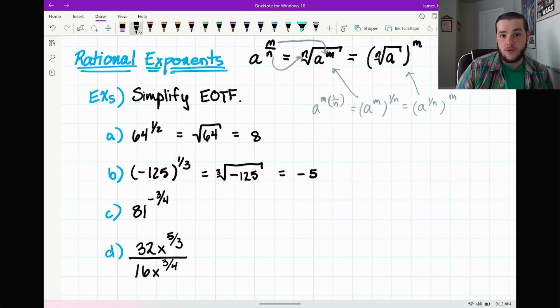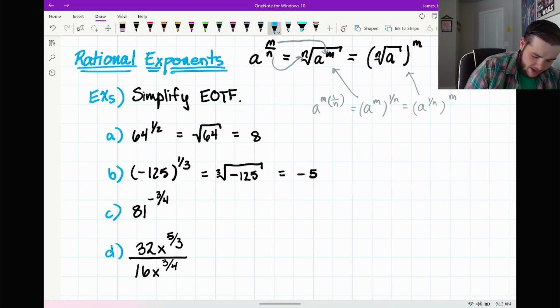Part C is a little trickier. Here I've got something other than 1 in the numerator. I've also got a negative exponent. But we know how to tackle all of these parts separately. Let's just handle one piece at a time. To handle that negative exponent, I bring the whole thing into the denominator, and I get 81 to the 3 over 4.